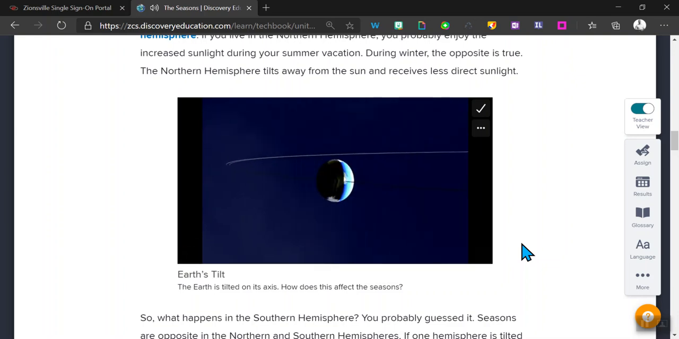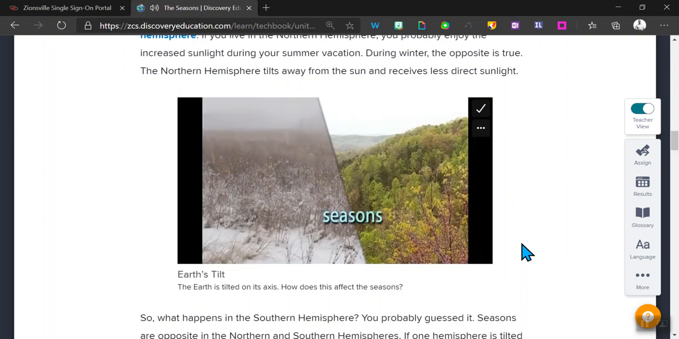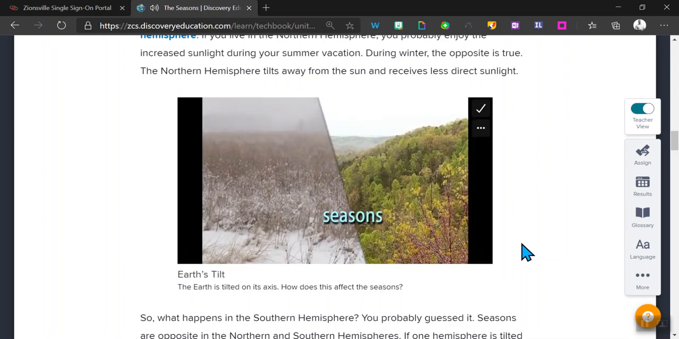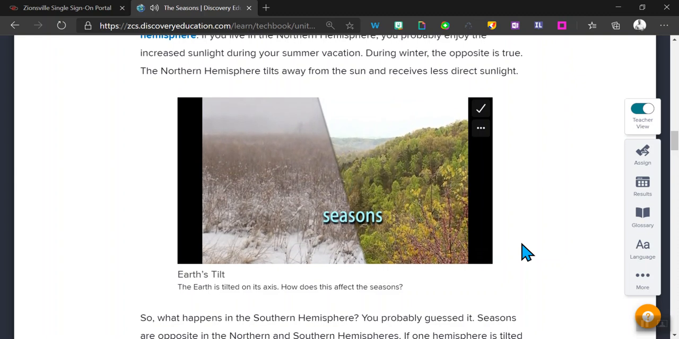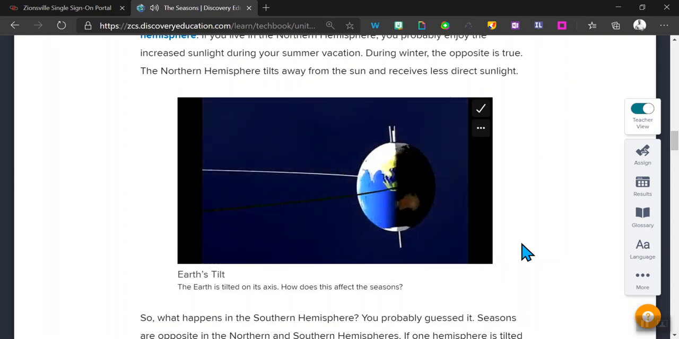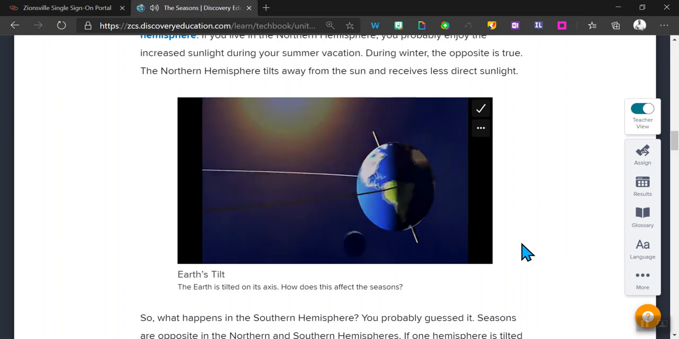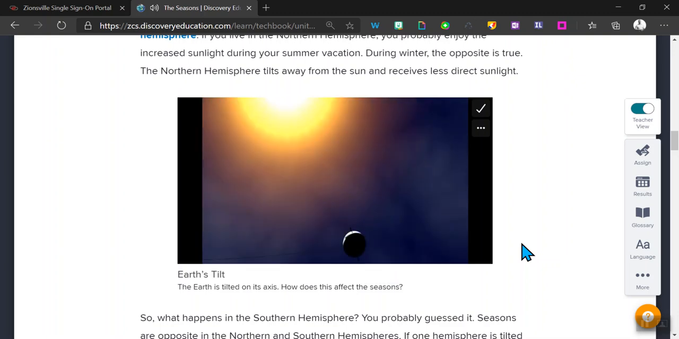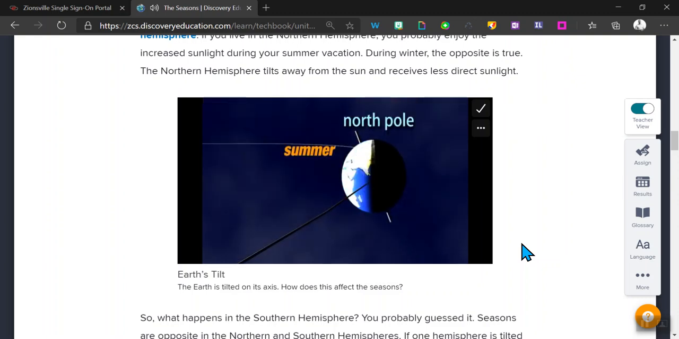The yearly trip around the sun helps create our seasons. Earth's axis is tipped a little. It tilts like this. As Earth circles the sun, the North Pole leans towards the sun during part of the year and gets lots of sunlight. This gives the Northern Hemisphere its summer.